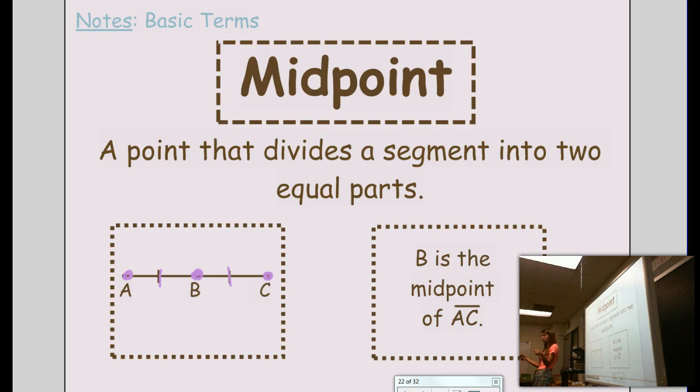What should you do with that? You don't have a ruler. Darn. Fold it in half. And that would help you find the middle. Good. Very good.